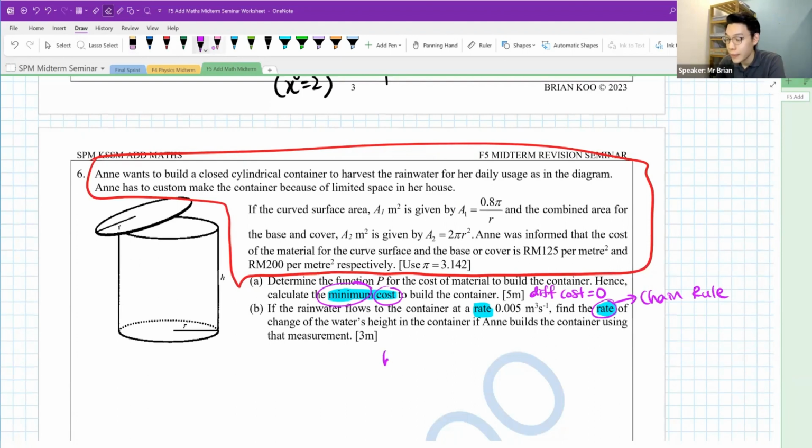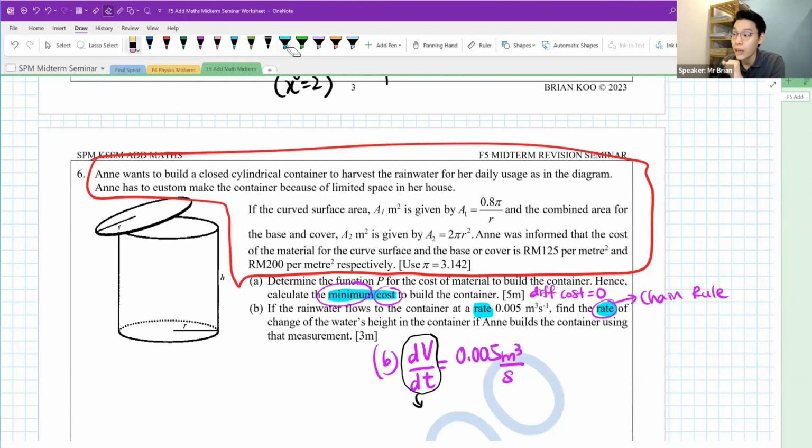But in part B, they say the water flow at a rate of like this. Do you guys see that meter cube per second is actually volume divided by time? So this is what we call dV dt. When I write dV dt like this, it means that we are talking about the rate of change of the volume of the water every second.